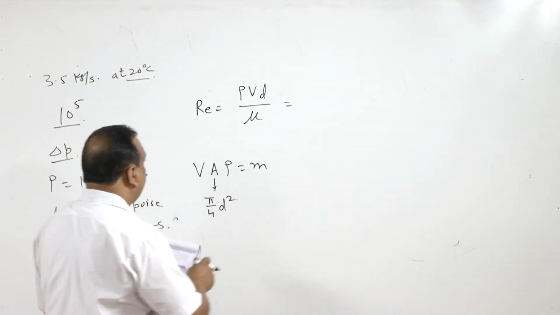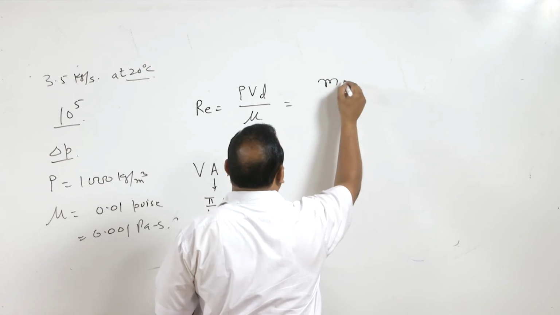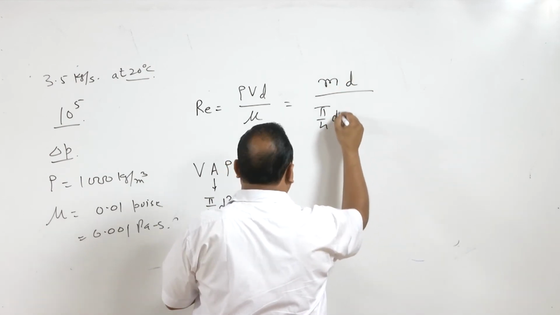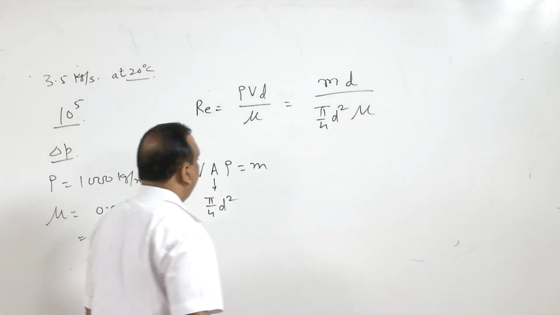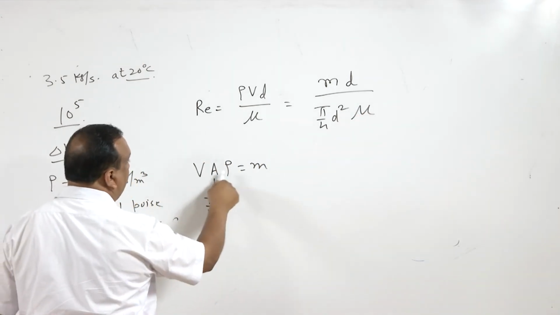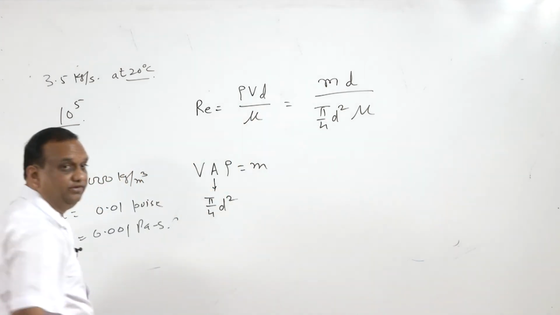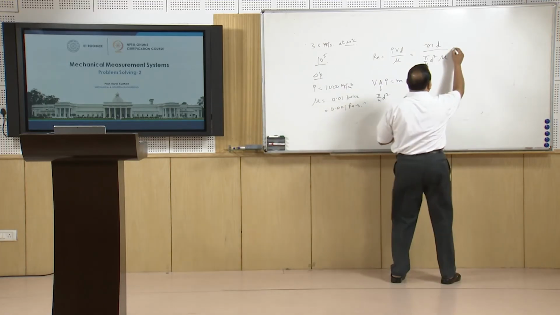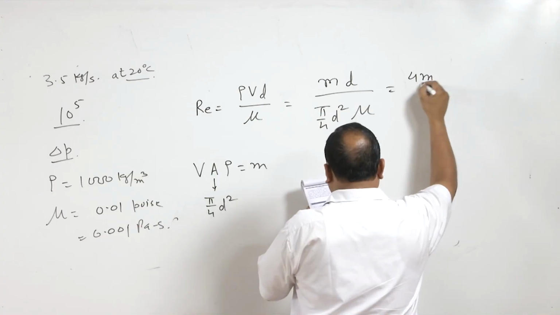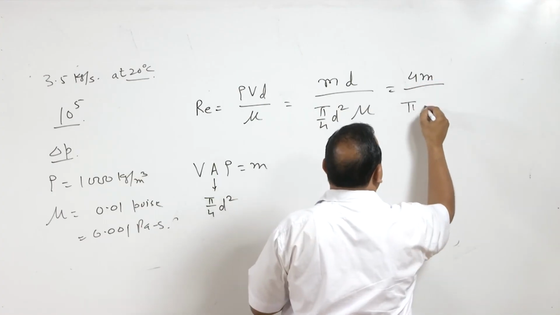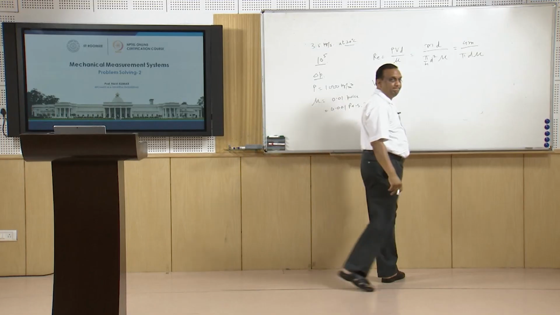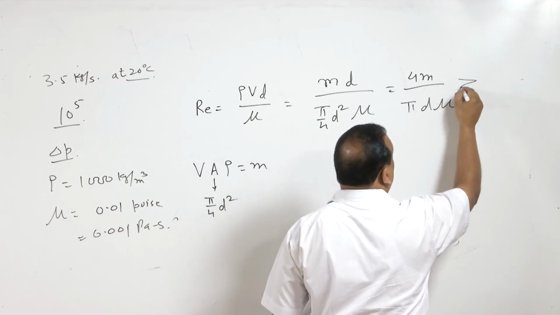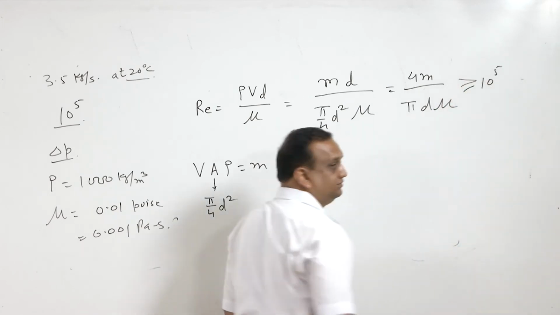So Reynolds number can be written as mass flow rate multiplied by d divided by pi by 4 d square mu. So m by A will give the rho V. So rho V is replaced by m by A. So this will give 4m divided by pi d mu, and that has to be greater than or equal to 10 raised to power 5.